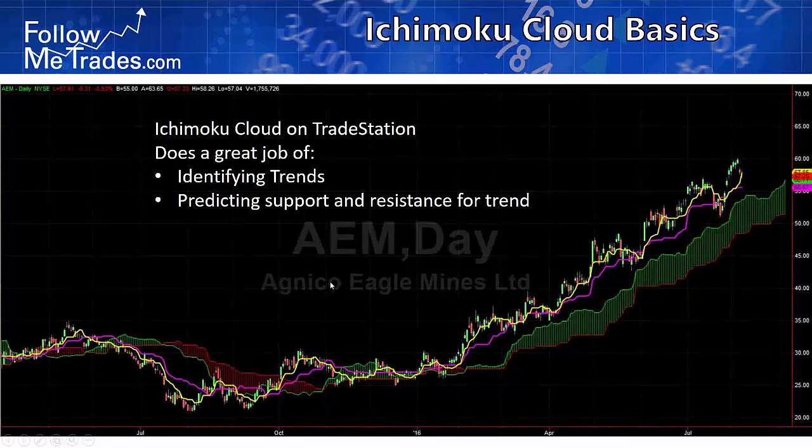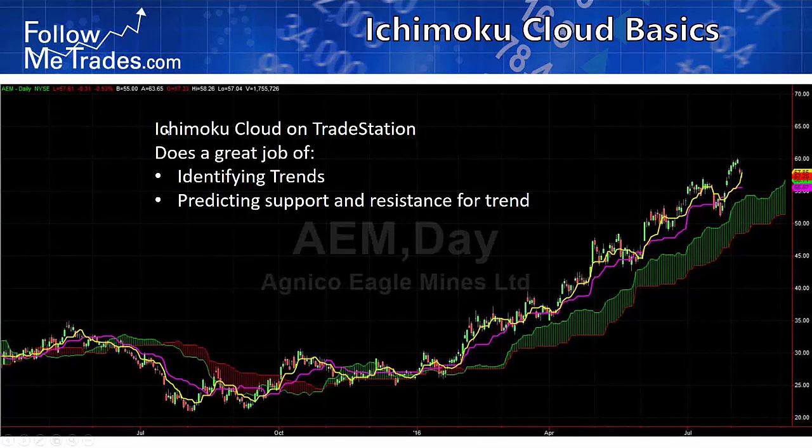So what does it look like on a chart? Here's what it looks like on TradeStation. If you're using Ichimoku Cloud, you can see that I've changed the colors a little bit. I've changed the colors to make it work for me on my chart.